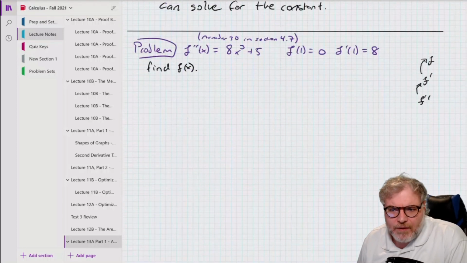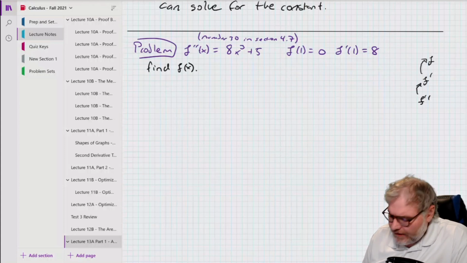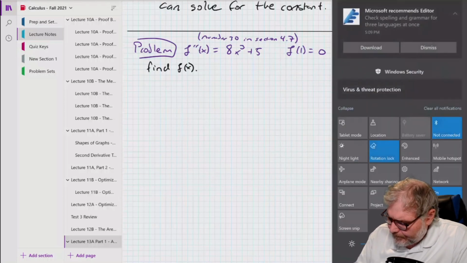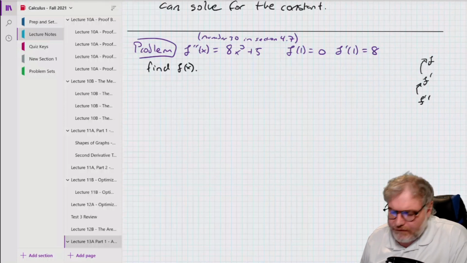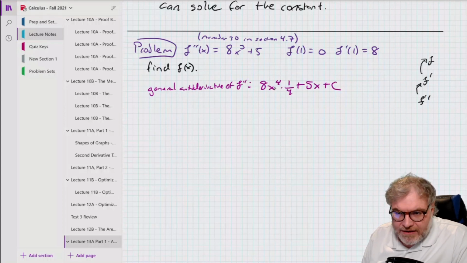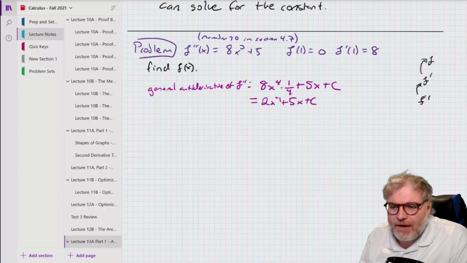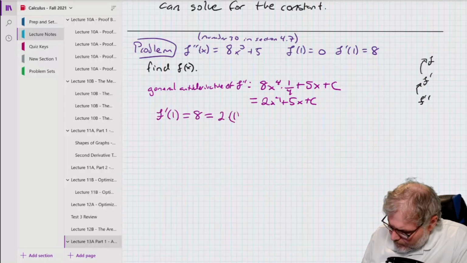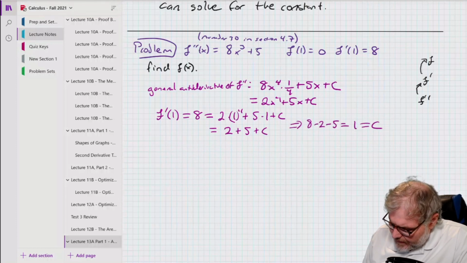Okay, here's a similar problem, but now I've got the double derivative, and I've got some initial value information, and what I want is f of x. So here I've got f double prime. I need to go up twice. So the first thing I need to do is take the general antiderivative of that piece. What I did was I undid the power rule by going up 1 and then multiplying by a quarter. And now I need to solve for c. So I get my c of 1, and now I'm just going to put that back into this equation.